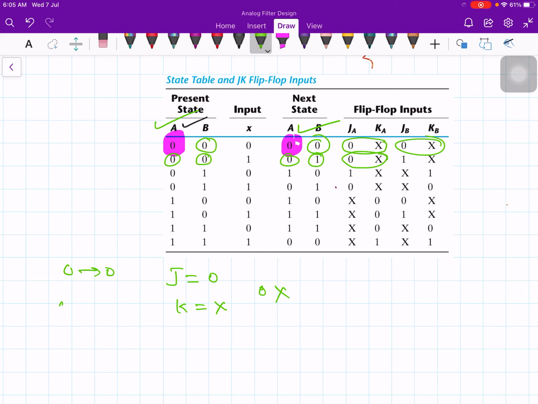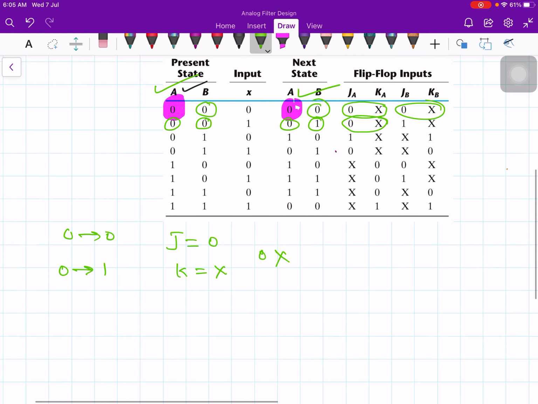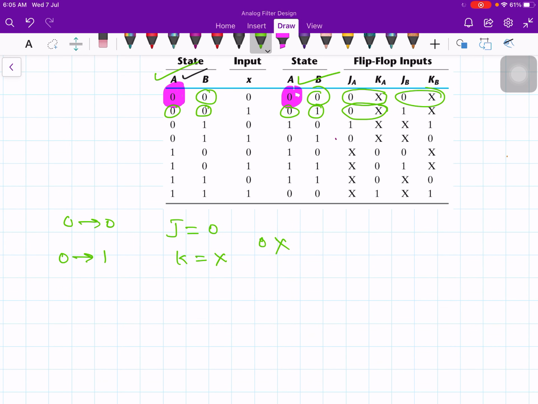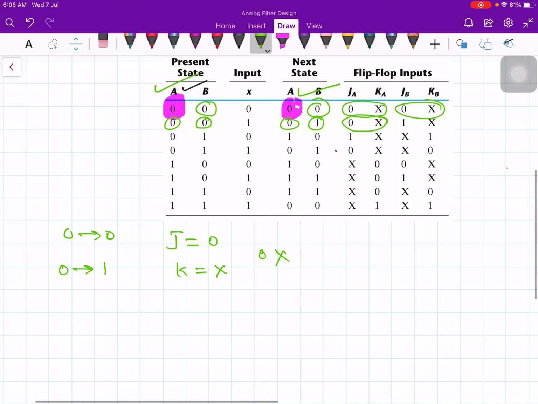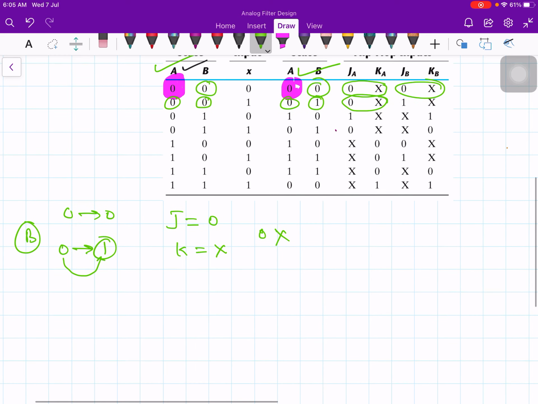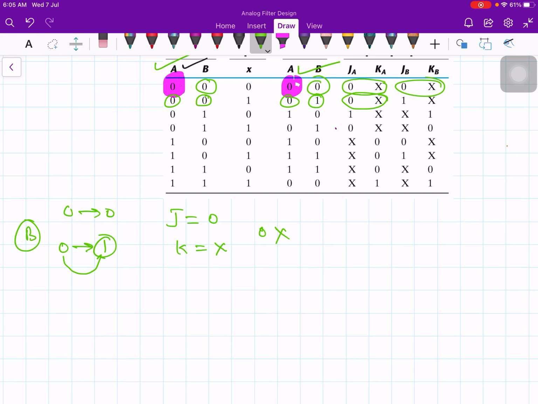Now you have the transition from 0 to 1. We are moving from 0 state to 1 state, that is, we are setting the flip-flop, right? So the second row shows a transition for flip-flop B from 0 in the present state to 1 in the next state. From the excitation table we find that a transition from 0 to 1 requires J must be 1 and K can be a don't care condition. So that is why we put 1x here. So 1x is 0 to 1.